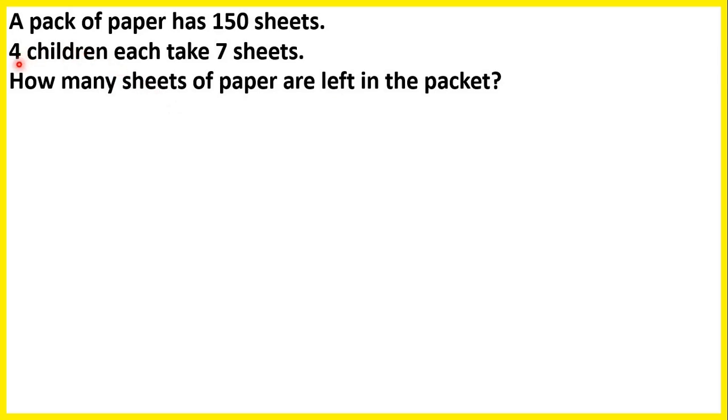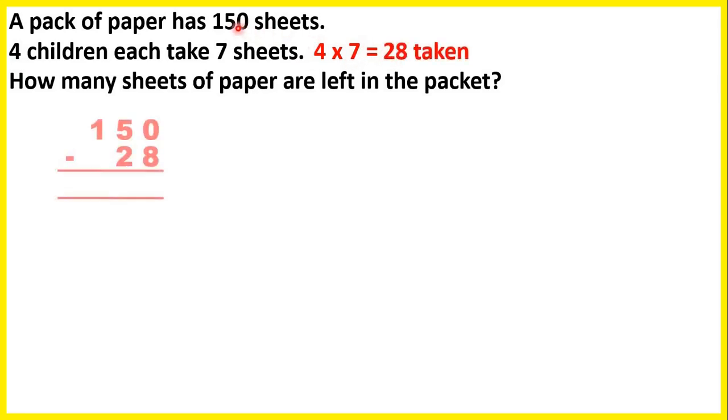So we know that 4 children each take 7 sheets. So that means 7 sheets of paper have been taken 4 times, and 4 times 7 is 28. So we started with 150 and 28 were taken. So if we work out 150 minus 28, that gives us 122. So that's the number of sheets that are left in the packet.